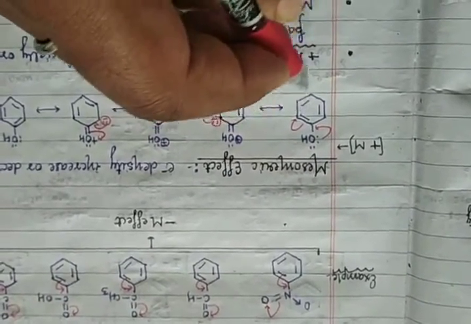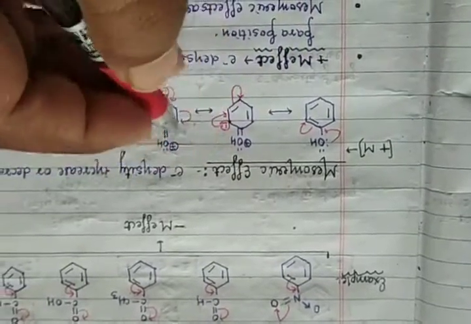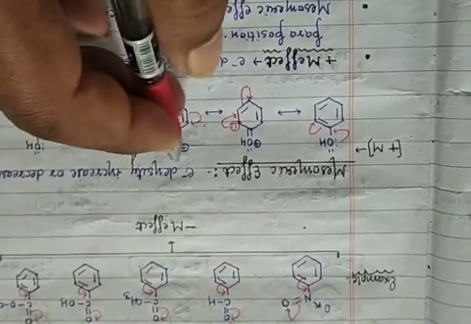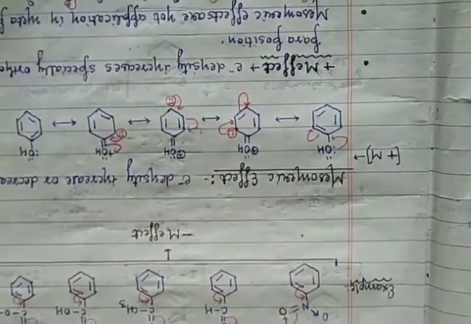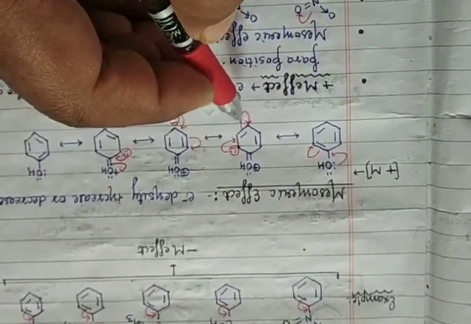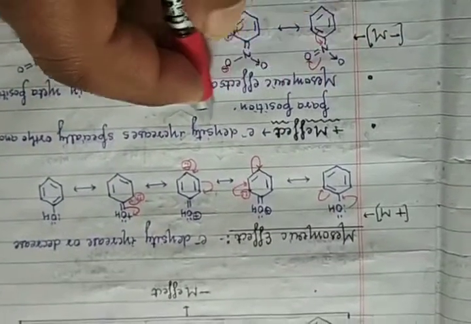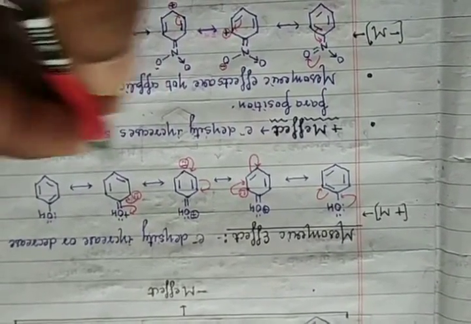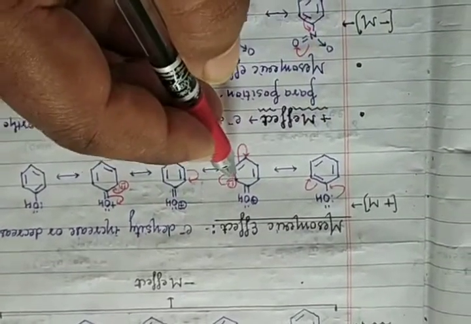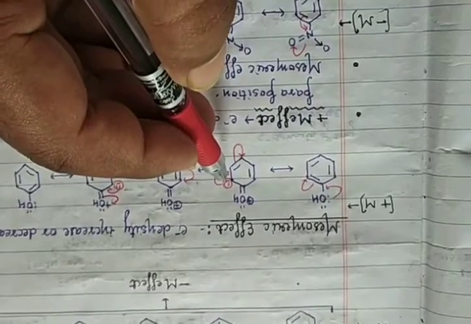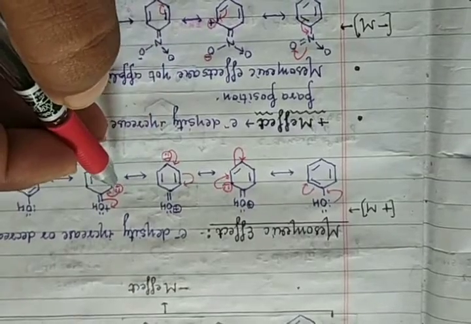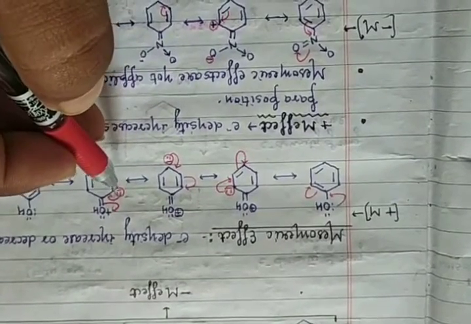It means the electron density of the nucleus increases. Electron density increases in the case of plus M effect. Now look, minus charge. In plus M effect, electron density increases especially at the ortho and para positions. So now which positions have negative charge? Just check. There is a negative charge on the ortho position, and on the para position, and on the other ortho position.